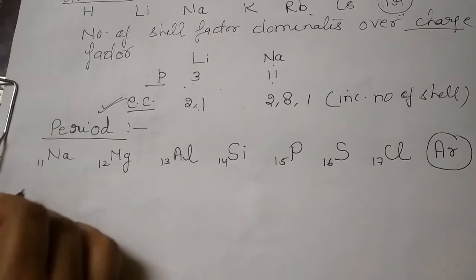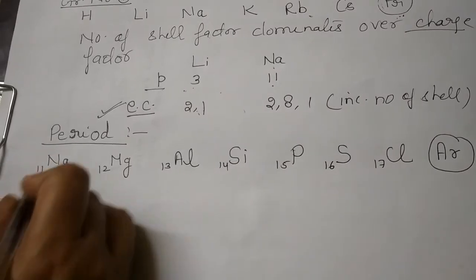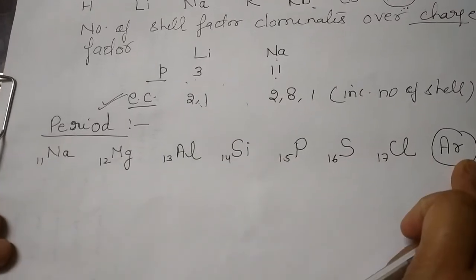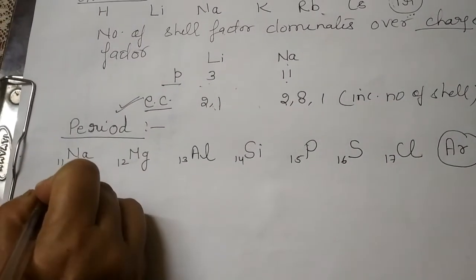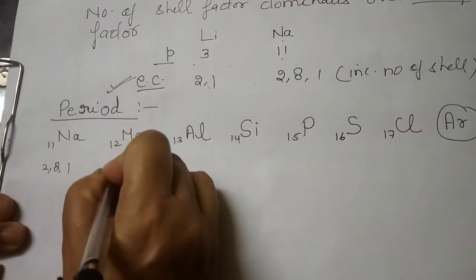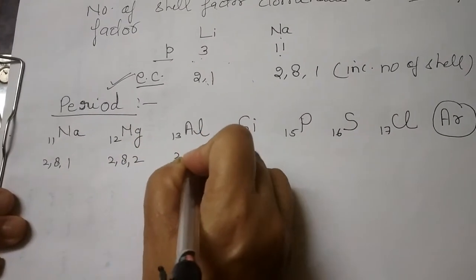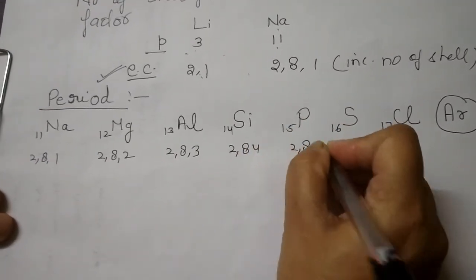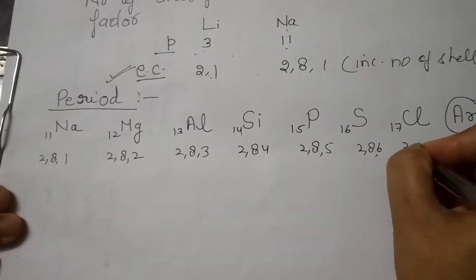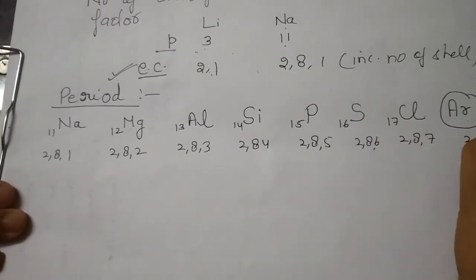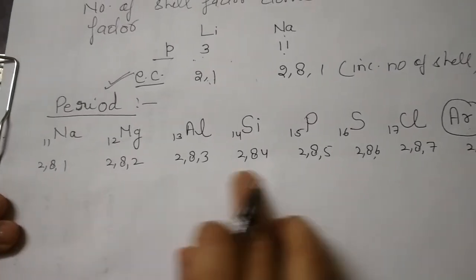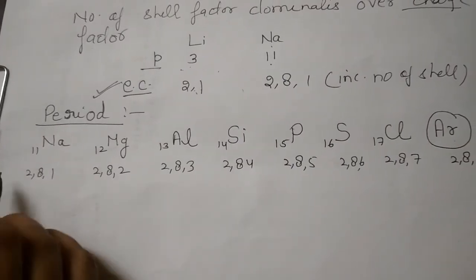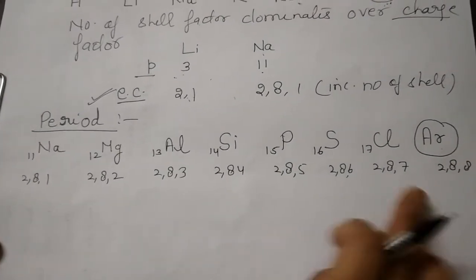Now sodium and all, if we write the number of shells, you know in a period the elements that are written all have the same number of shells. How do you see? The configuration I am writing: 2, 8, 1 for sodium, then 2, 8, 2, then 2, 8, 3, 2, 8, 4, 2, 8, 5, 2, 8, 6, 2, 8, 7, even argon also, 2, 8, 8. In all you can find that 3 shells are there. So that means they belong to the same period. The number of shells, they are the same.